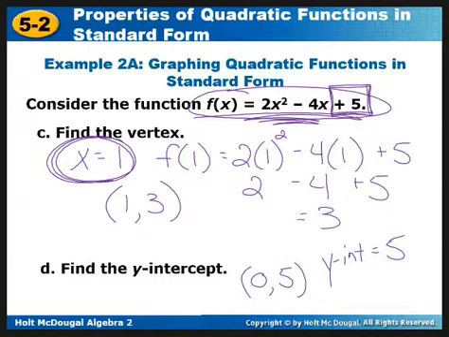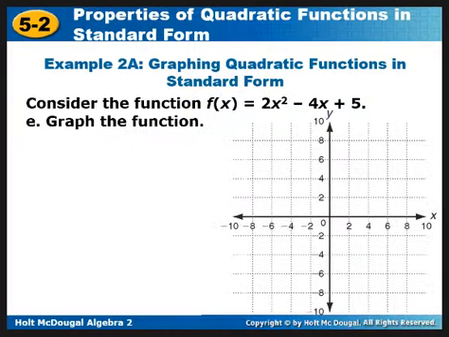Okay, so in this case, your y-intercept is 5. Now we're going to take all that information, a vertex of (1, 3), an axis of symmetry of x = 1, and a y-intercept of 5, and we're going to use that to help us graph this, and then we'll probably pick a couple extra points as we go through here to make this work.